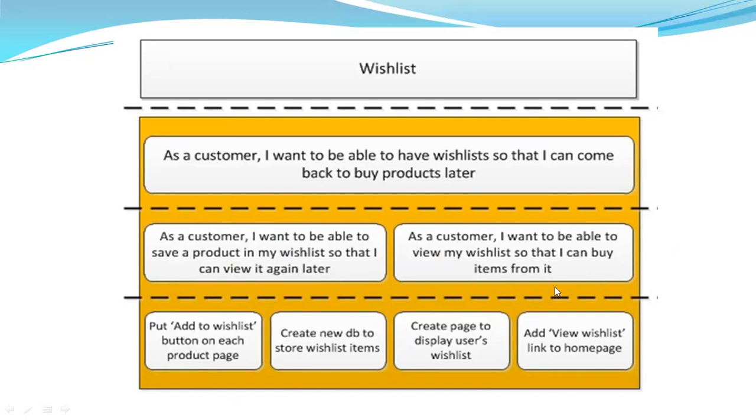In the same way, as a customer, I want to be able to view my wish list so that I can buy items from it, right? So for that, first what we need to do is create a page to display the user's wish list, right? And then add a view wish list link to the home page. That is a new link you need to add in the home page. So when you are doing these two things, then this particular user story will be completed, correct? So these are the tasks you need to do.